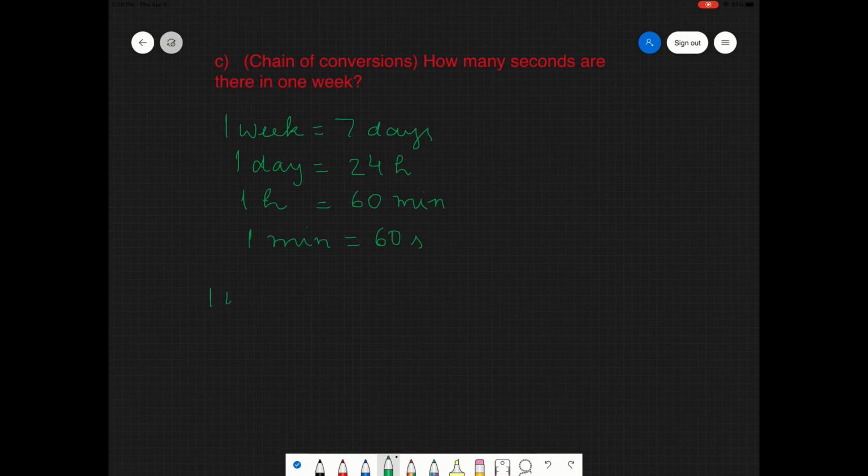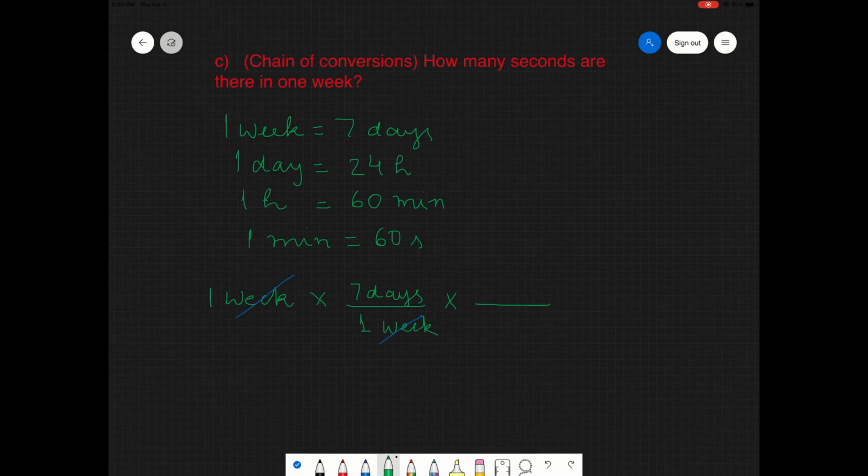Since we have to convert 1 week, we start with 1 week and multiply this by a conversion factor that would translate that to days. Remember, the conversion factor has to have week in the denominator, so it cancels with the numerator week. So 7 days divided by 1 week is equivalent to 1. This is my first conversion factor in the chain of conversions. That will change my quantity from weeks to days, but days is not the unit that I want to represent my answer. So I'm now going to change the days to hours.